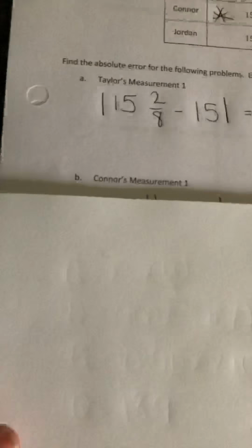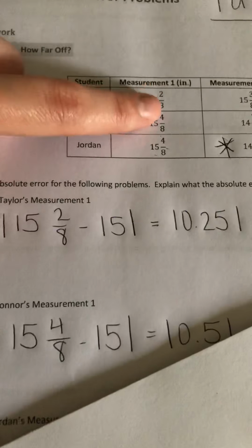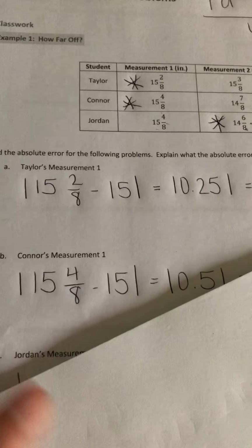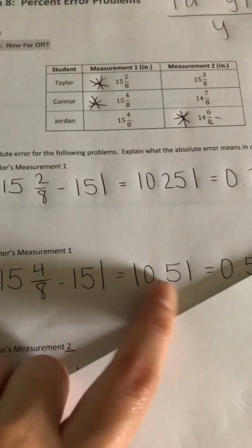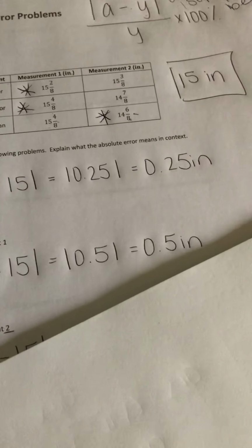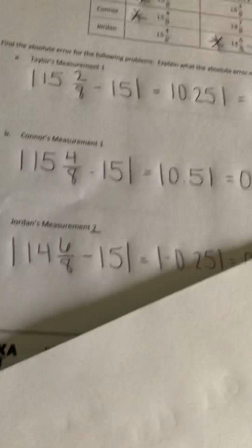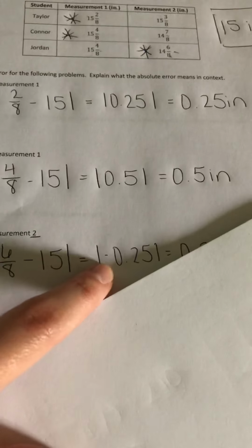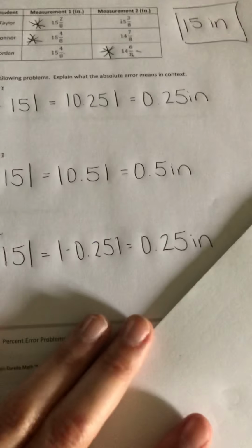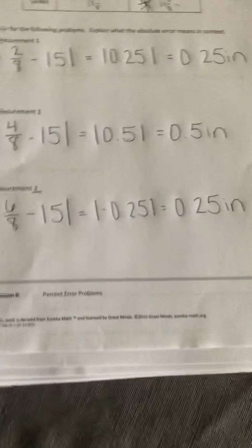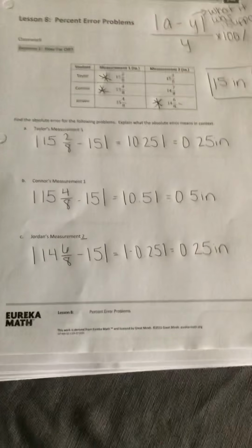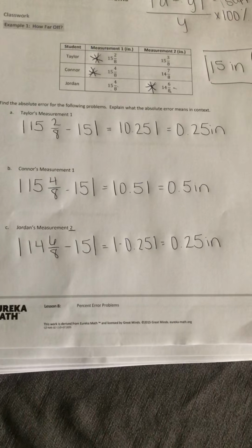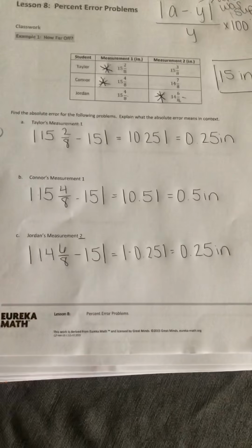Okay, Connor's measurement, starting with 15 and 4/8 minus 15. Again, this is what it was supposed to be, in absolute value. That equals 0.5. That top portion is 0.5 inches. And lastly, we're taking Jordan's measurement 2, 14 and 6/8 minus 15. Now this is going to give us negative 0.25, but because it's an absolute value, it becomes positive. Anything inside absolute value, when we take that answer, it then becomes positive. Okay, so there's that little bit of work if you're still taking it down, or they can pause it, but I want to keep going so this video is nice and short.